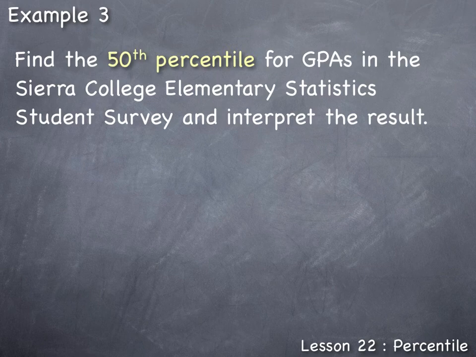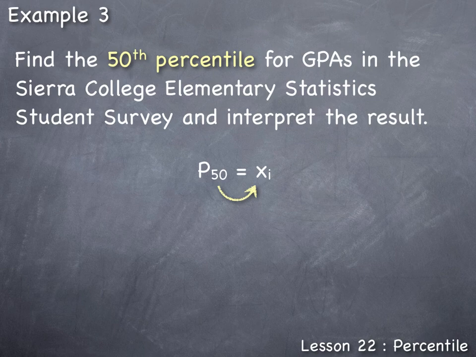Here, the 50th percentile is given, so K is 50, and we're asked to find the corresponding x sub I data value, or GPA, corresponding to the 50th percentile. So the type of problem we're given is, given this K of 50%, find the x sub I, the GPA data value corresponding to that.